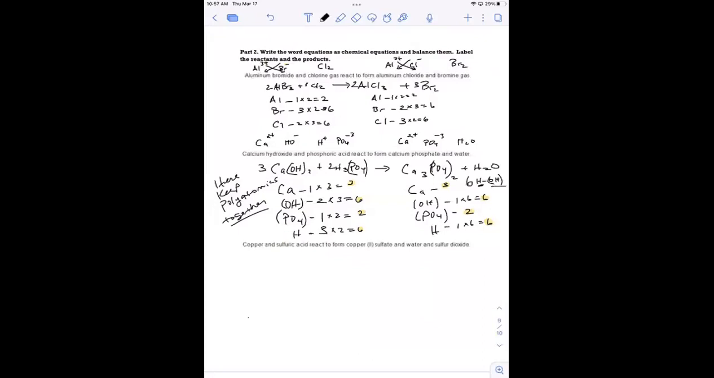Empirical and molecular formulas, which dealt with percent composition. And molarity. And really that was it. I mean, it doesn't sound like a lot, but we did a lot because we did a lot of percent composition problems, and we also did a lot of molarity problems too. What about percent abundances? That was in the first chapter. Okay. Yeah.